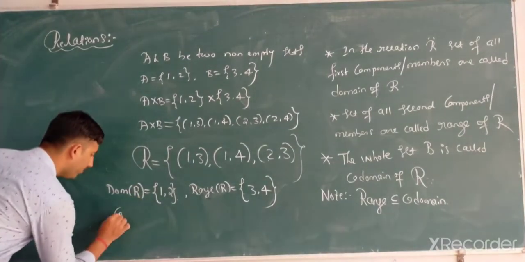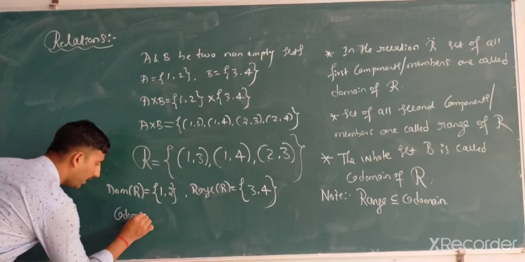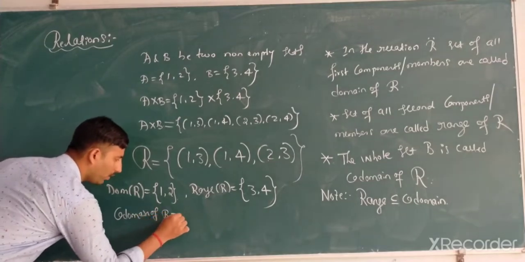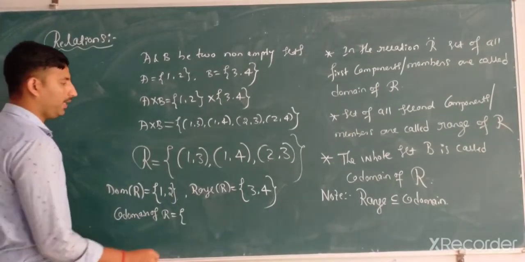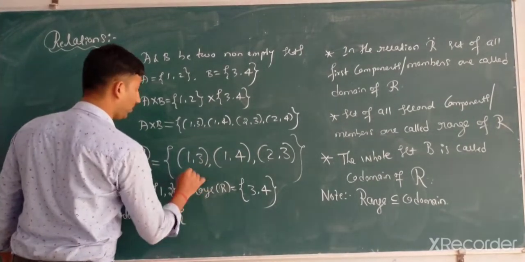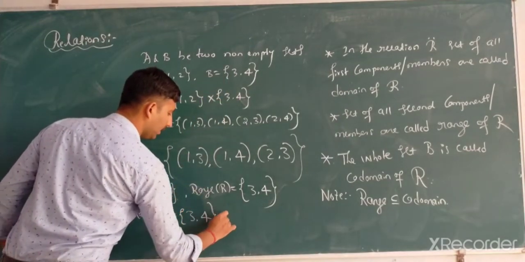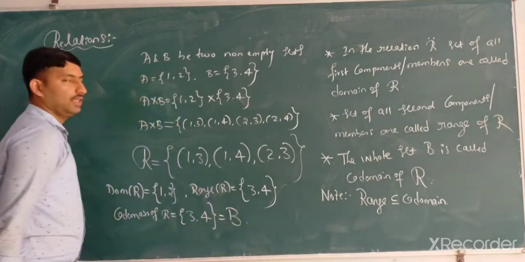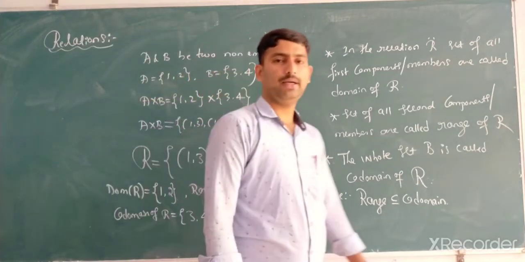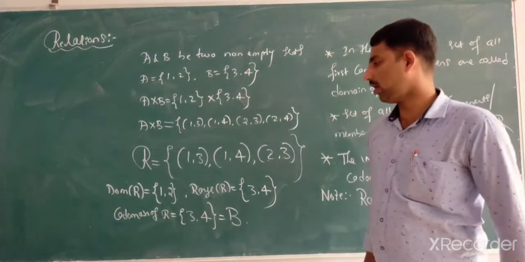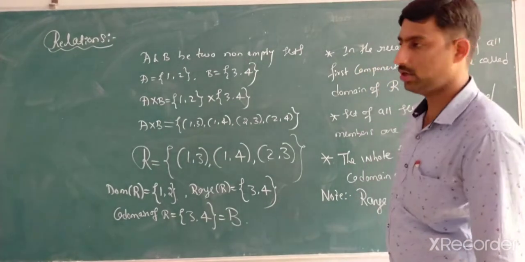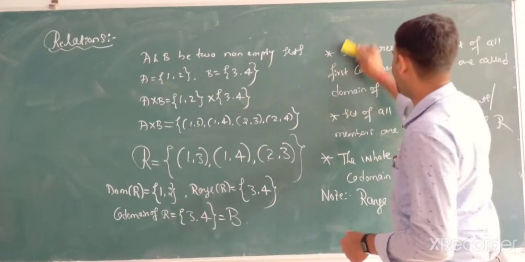What is the codomain of R? Codomain is nothing but 3, 4, which is nothing but the set B. Codomain is the whole set, capital B, and it is called the codomain of R.